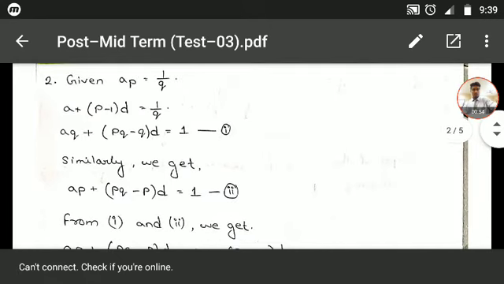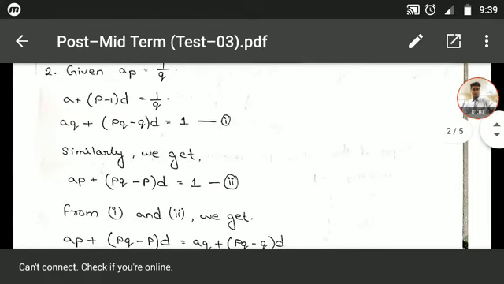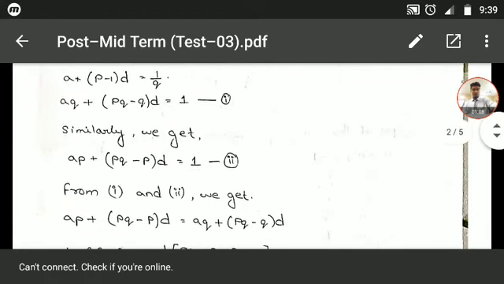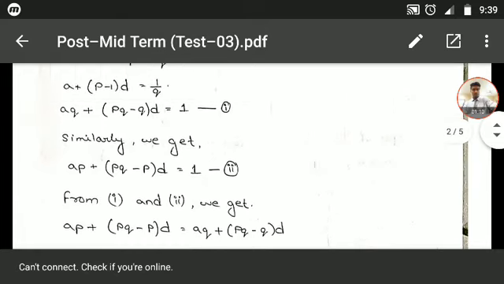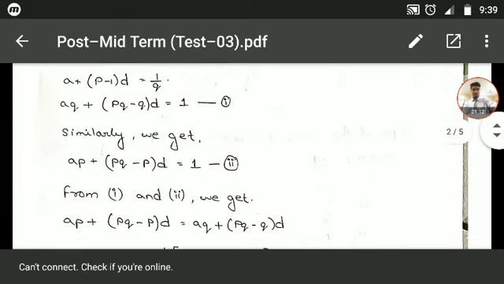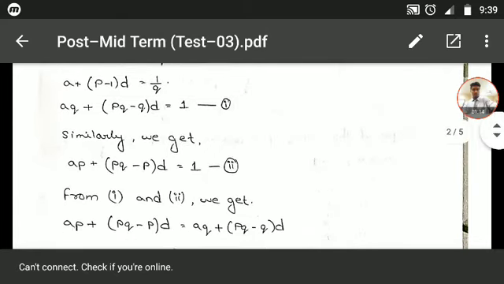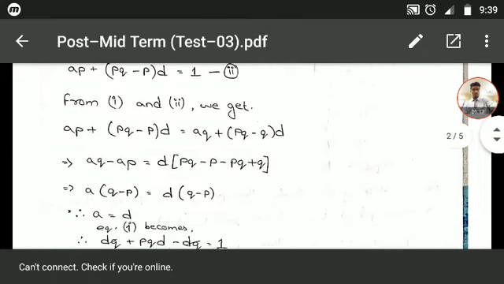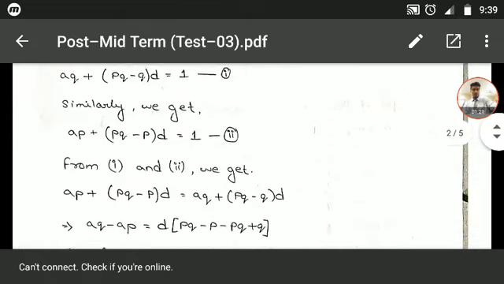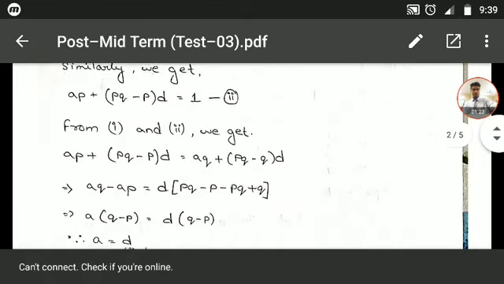Here an AP has been given to you, and they have already told that the pth term is equal to 1 by q, and so your equation can be formed as such. Equation 1, similarly equation 2. From 1 and 2 we can solve it because both are equal to 1 by pq, right? So from equations 1 and 2 we get a is equal to d, and once a is equal to d, when you put a equals d in equation 1 or 2, you will get d is equal to 1 by pq.